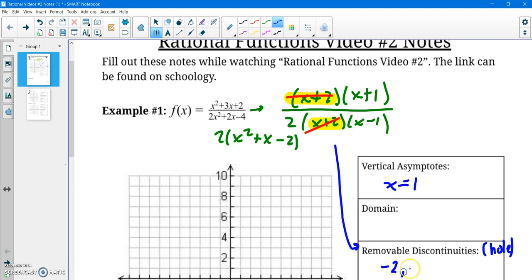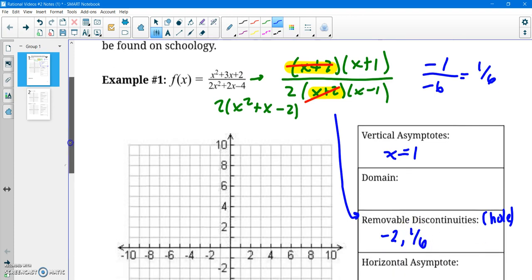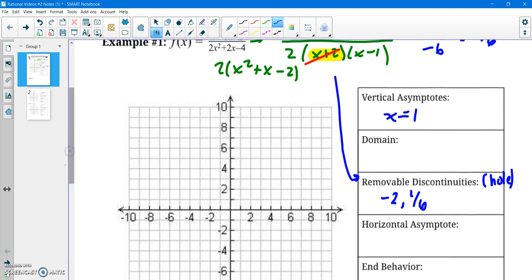And we can figure out the y-coordinate of the hole by plugging in x equals -2. So I plug in x equals -2, I get -1 on top, and on bottom I get 2 times -3, which would be -6. So it happens at (-2, 1/6). I have a hole in my graph, just a hole sitting there. I'm going to graph that real quick. So at (-2, 1/6), I have a hole.